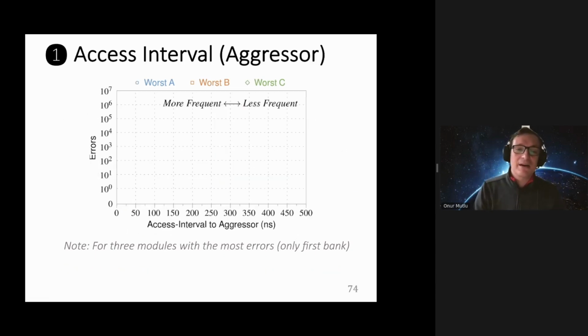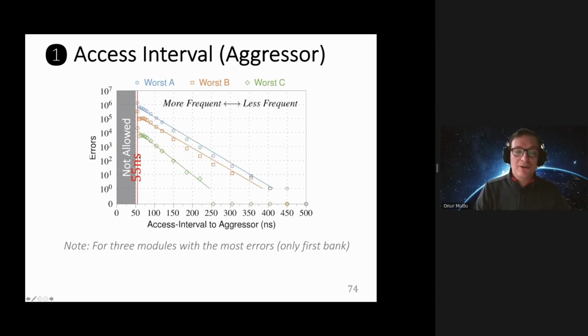The second phenomenon is the access interval to the aggressor, how fast you are accessing, activating the aggressor. DRAM standards don't allow it below some nanoseconds, as you can see over here. If you're accessing at the highest possible activation rates, you get the highest number of errors, as you can see from the worst chips that we tested from 3 major manufacturers. Clearly, by reducing the access rate, you can get rid of the errors.